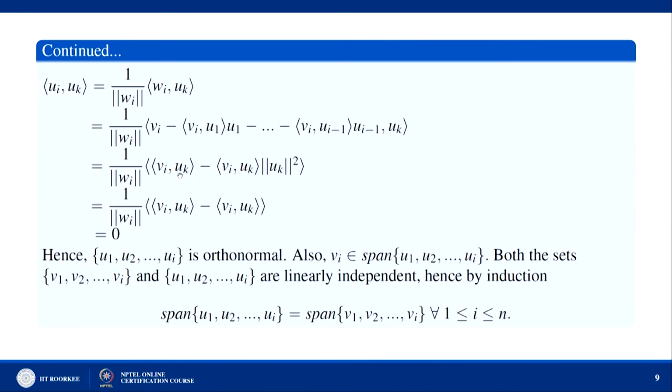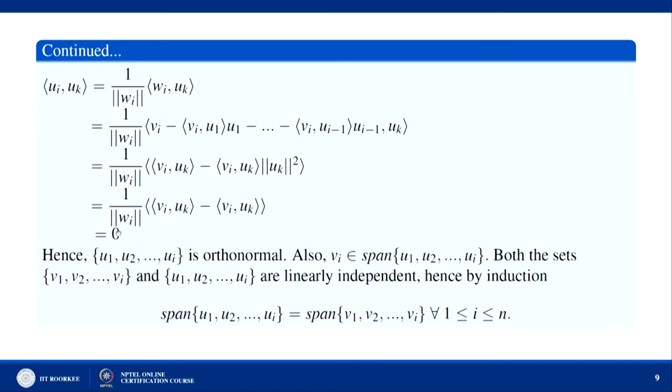So if you take the inner product of Vi with Uk, it will remain as it is, and for any k between 1 to i minus 1, this will be 0 for all Ui's other than i equal to k. So it will exist only for i equal to k, and for i equal to k, the inner product of Uk with Uk will be norm of Uk square, and it will be Vi into Uk. Since it is an orthonormal set, this norm is 1 and this will cancel out, so it is 0.